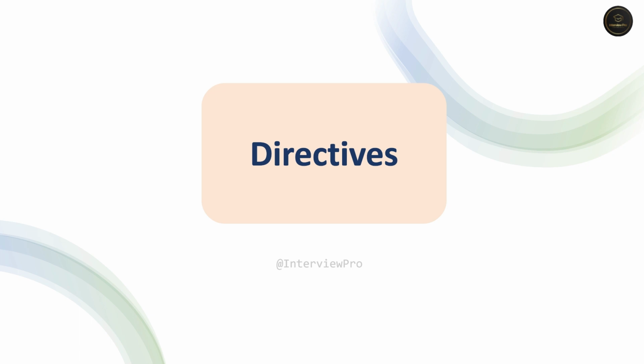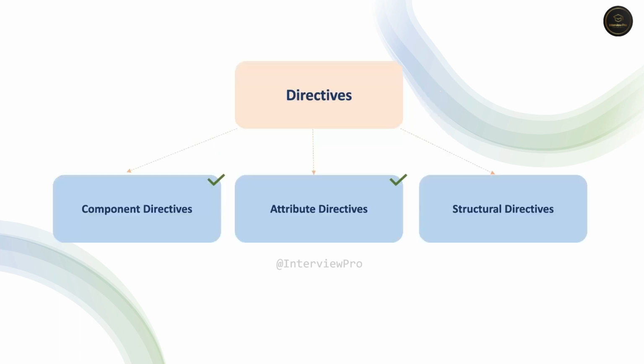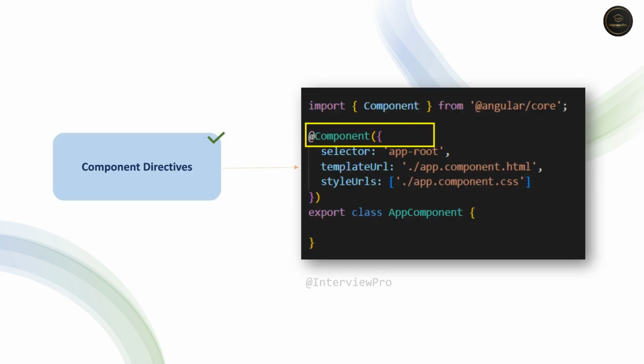A directive is a class that adds additional behavior to elements in Angular application. There are three types of directives in Angular: component, attribute, and structural. We have already seen component directive when we created our first component.